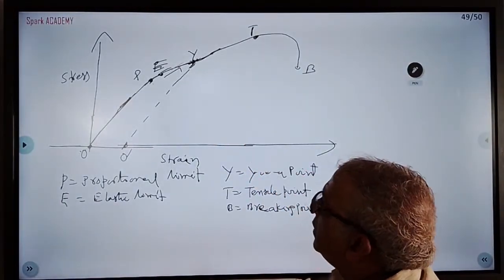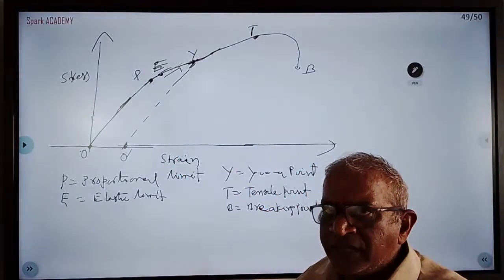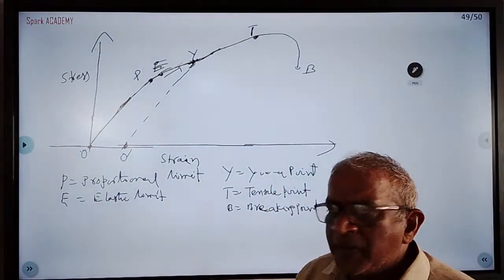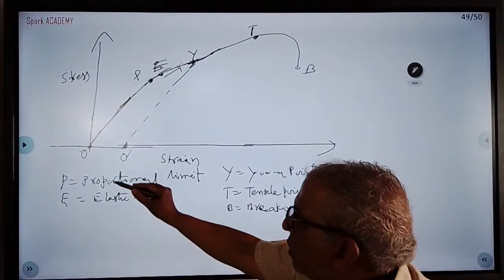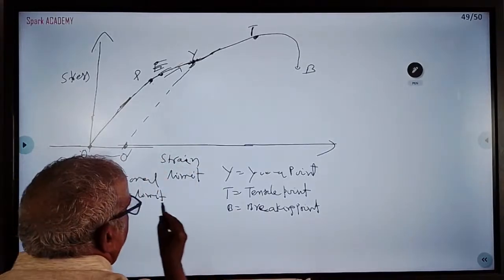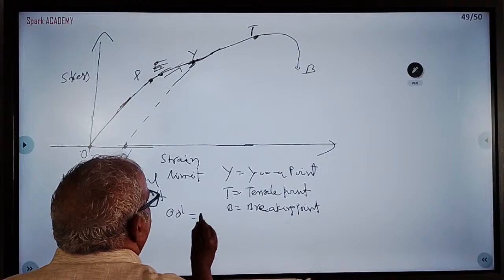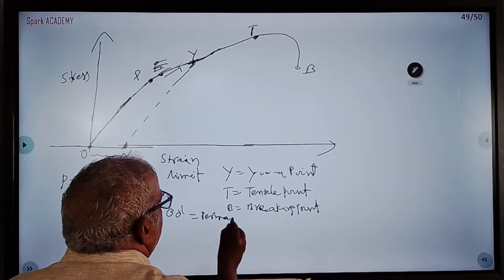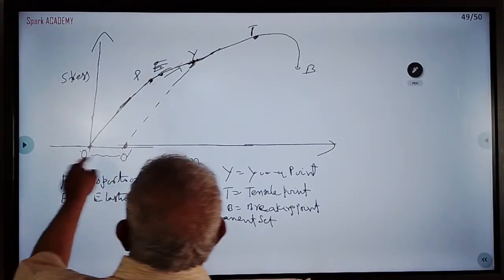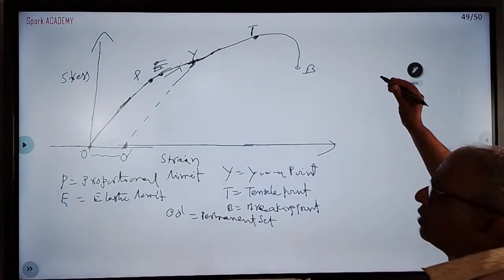At the yield point, what will happen? If you withdraw the load, it won't get back its original length. For example, if the original length is 10 centimeters and you remove the load, it won't get back to 10 centimeters. It will retain a permanent strain. What is OO dash? I'll write it in this diagram. OO dash is the permanent set or permanent strain. So it won't pass through the origin.